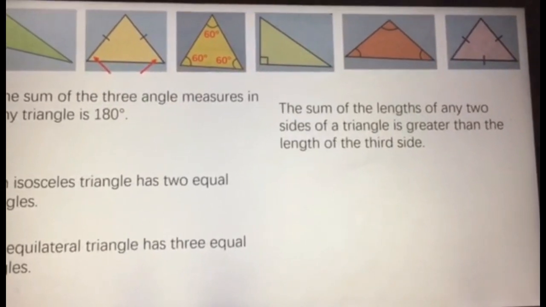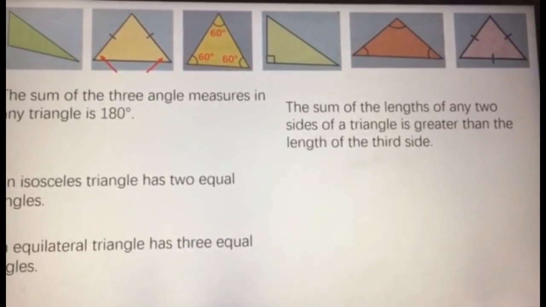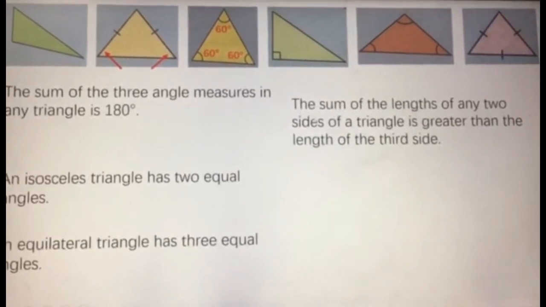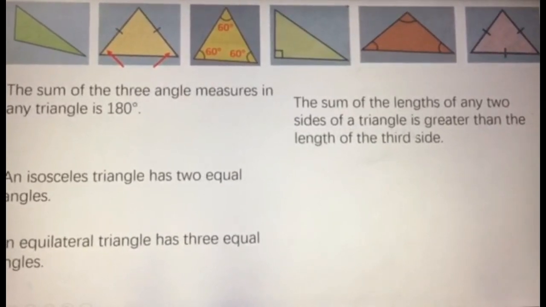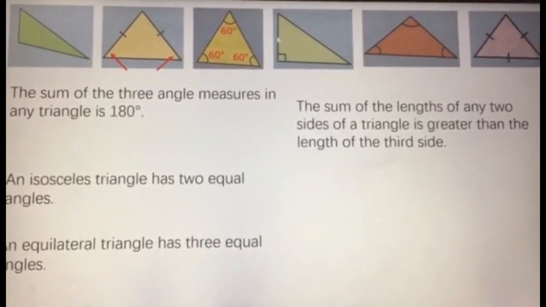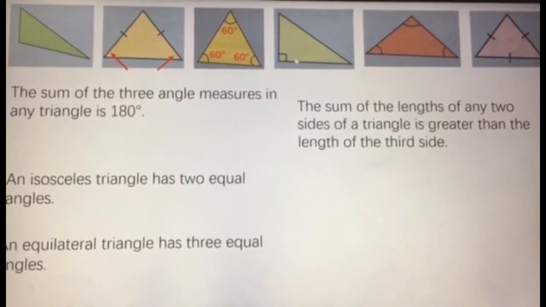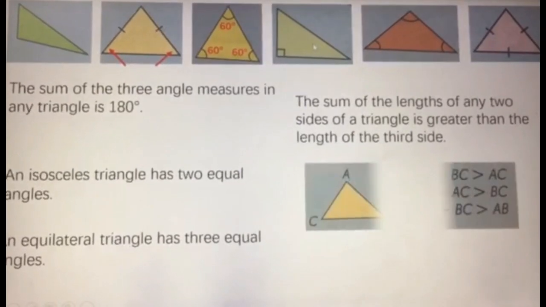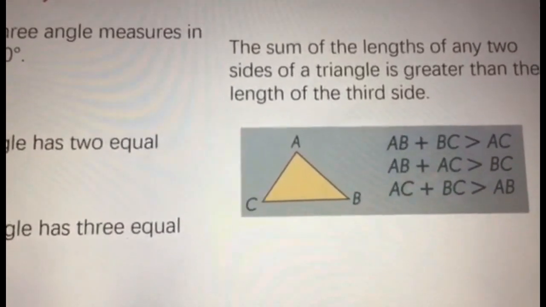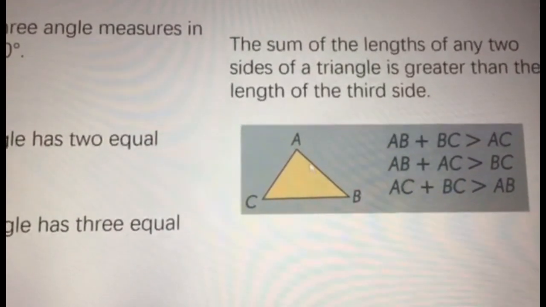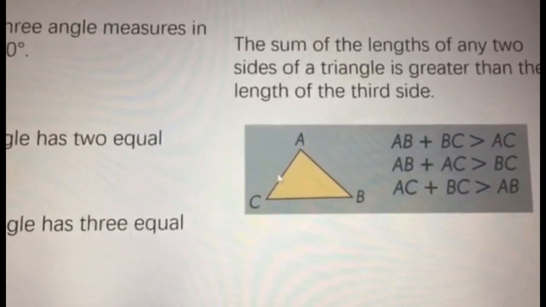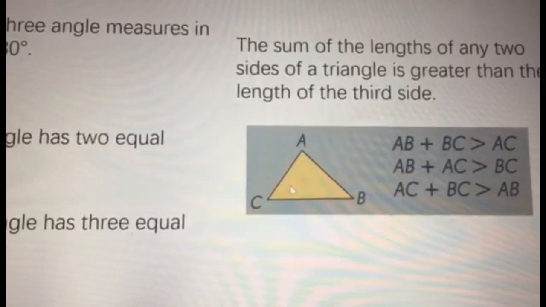And the triangle inequality property says the sum of the lengths of any two sides of a triangle is greater than the length of the third side. So take the triangle, the sum of any two is greater than the third side. Here's a picture for you to see more clearly. And so we know that the third side is less than the sum of the other two sides.